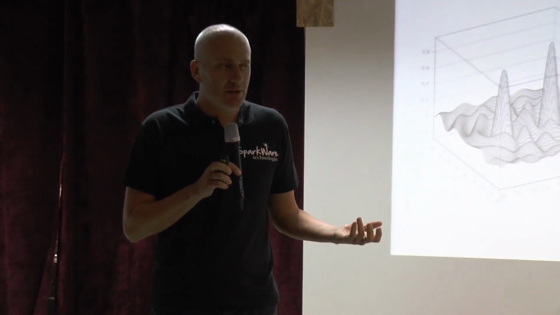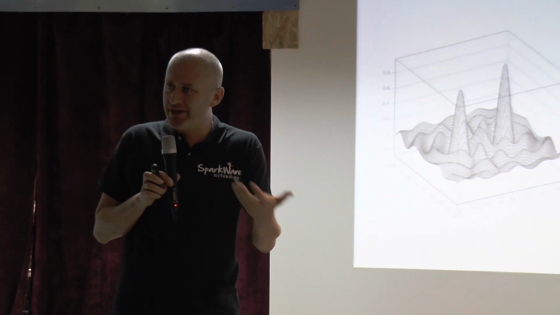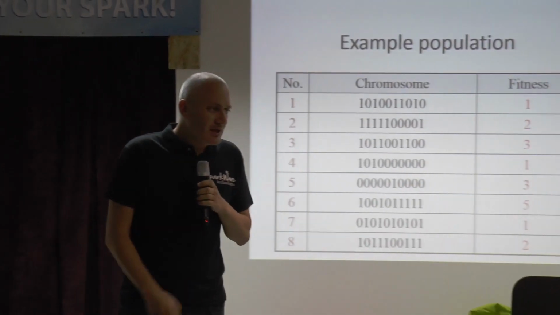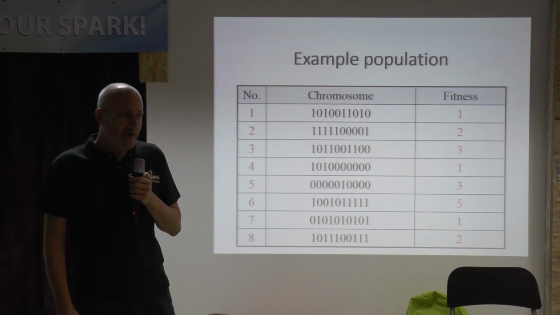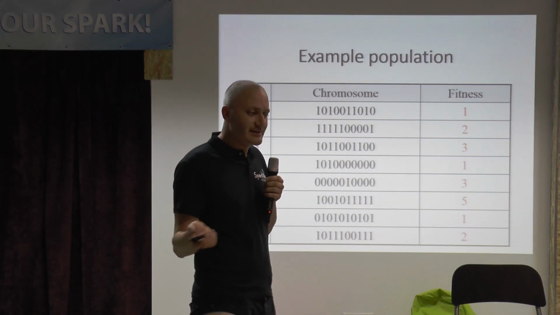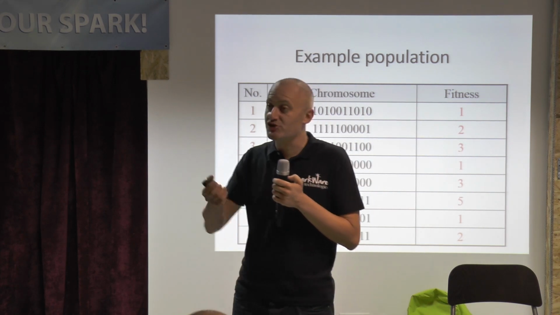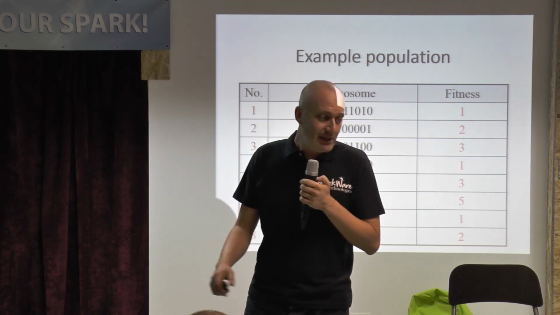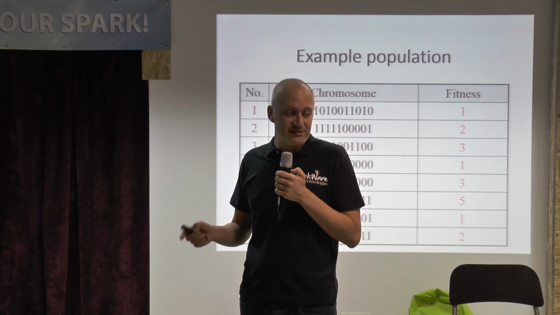Of course, it doesn't have to be in just one dimension. It could be 2 dimensions, etc. An example population would look like this. So I'm just randomizing different kinds of solutions. It's just numbers at this point. And the fitness of each and every one is different.